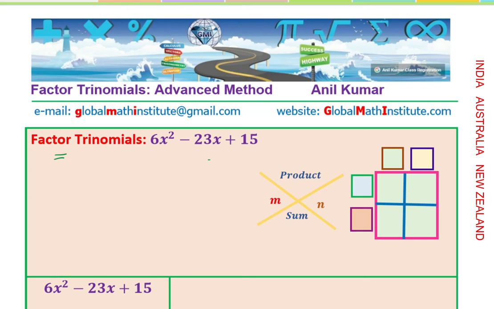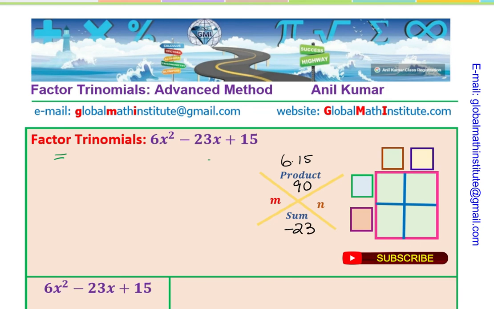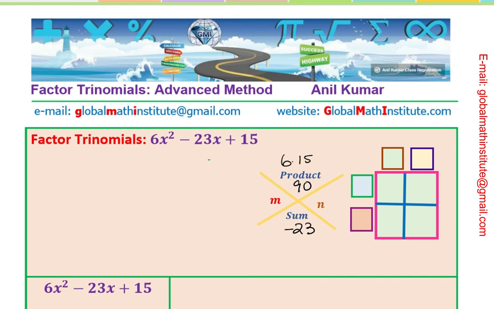Well, the product is clearly 6 times 15, right? Product is 6 times 15, which is 90, and the sum is minus 23. Sometimes it is a challenge to get this combination. How do we get this combination is something which we will also understand here. So let's look into the product of 90. Instead of writing 90, it will be a good idea to use 6 times 15.